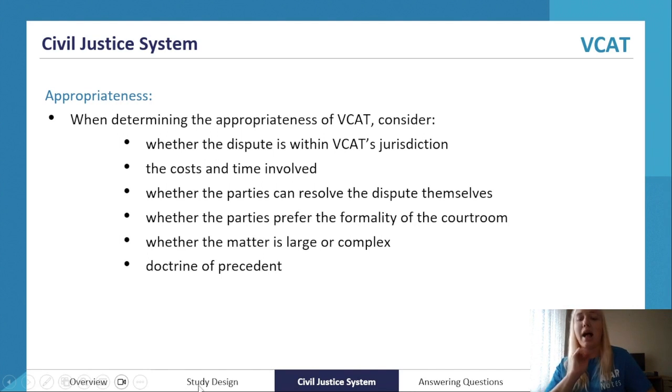If the parties prefer the formality of the courtroom, they should just go to court. If the matter is large or complex areas of the law involved, such as a class action, also inappropriate for VCAT, needs to go to courts. And doctrine of precedent. So the idea that VCAT has incredibly limited opportunities to appeal. This is referring to the fact that if you go to VCAT over a claim, the only way you can appeal to courts is based on a point of law, based on the law being applied incorrectly. You can apply for an appeal based on who was found liable.